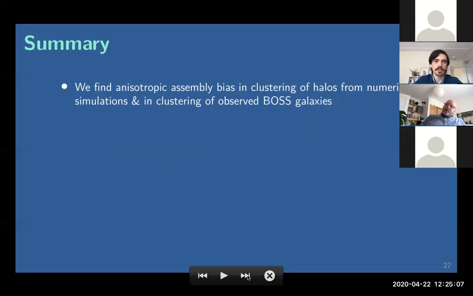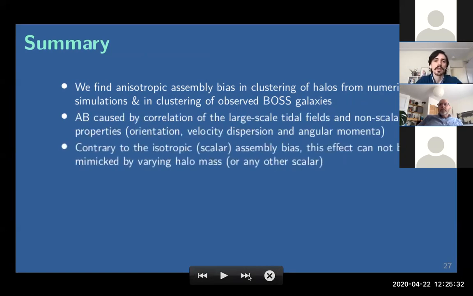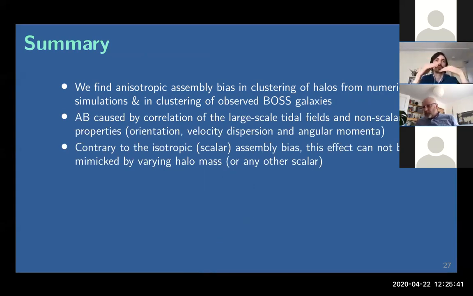Let me just summarize here. We find this new effect in the clustering of halos, both in simulations and in data. It's caused by a correlation between the large-scale tidal fields and the non-scalar halo properties. Of those, the most important are the shapes, but also the velocity dispersion tensor and the angular momentum. Contrary to the isotropic bias, this cannot be mimicked by varying halo mass. Since it's completely anisotropic, it changes the quadrupole, it changes the anisotropy of your power spectrum, not just the amplitude.